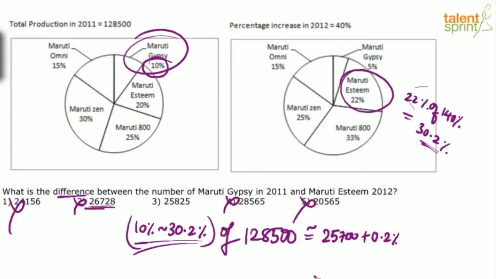How much is it? 0.2%. See, 1% will be 1285. 0.1% is 128.5. 0.2% will be double of that. So 256, 257. So this is like 257 plus 257. What did we have to do? 20% we have calculated plus 0.2%. Actually, 0.2% we had calculated, not needed, because 20% by 100 will give us 0.2%. So 25,700 plus 257. Looks like none of the options are satisfying.